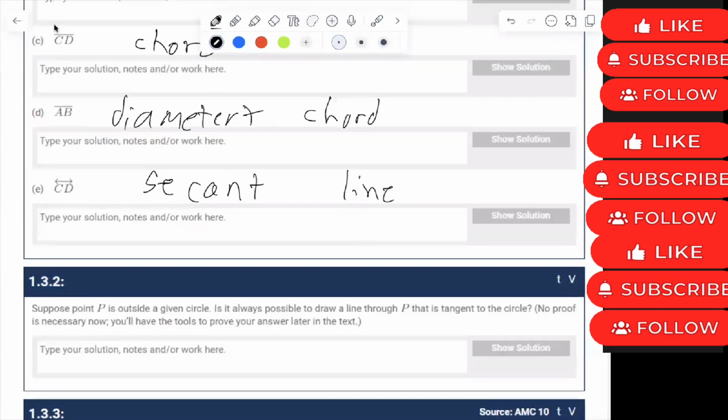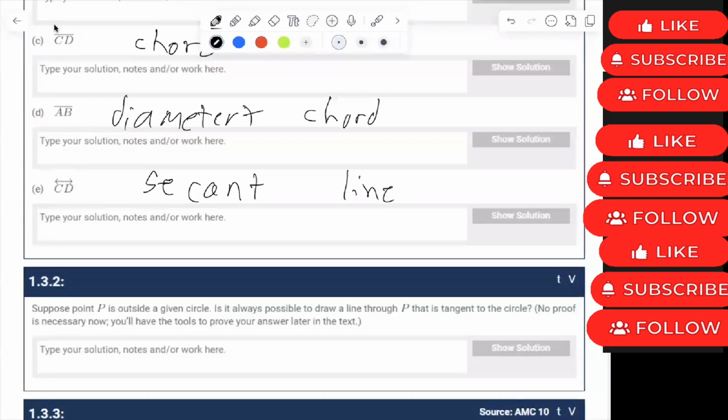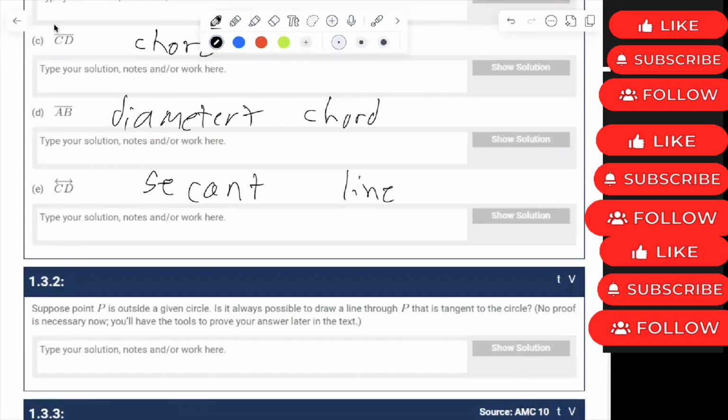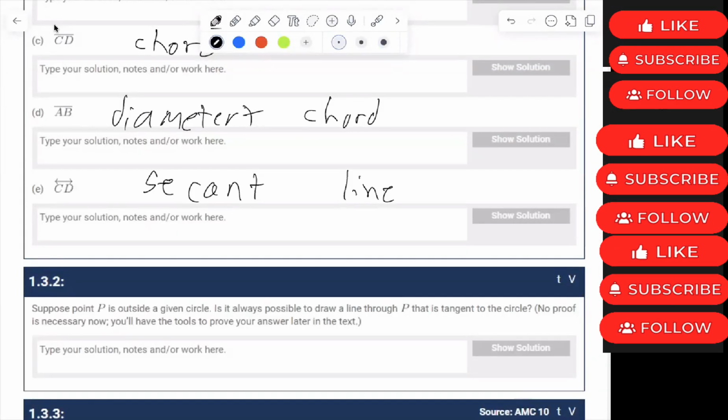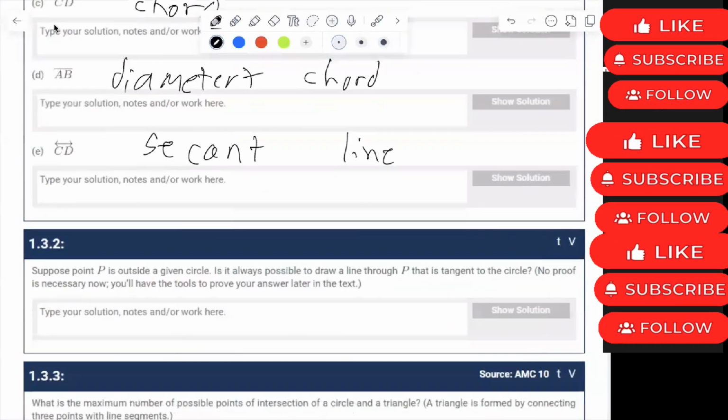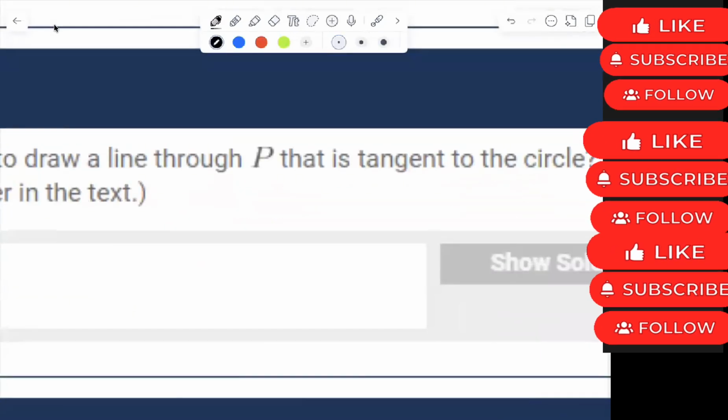Let's get started with this question. Suppose point P is given outside a circle. Is it possible to draw its tangent to the circle? Yes, indeed. There are actually only two possible ways. I won't prove it right now, but we will prove it later.